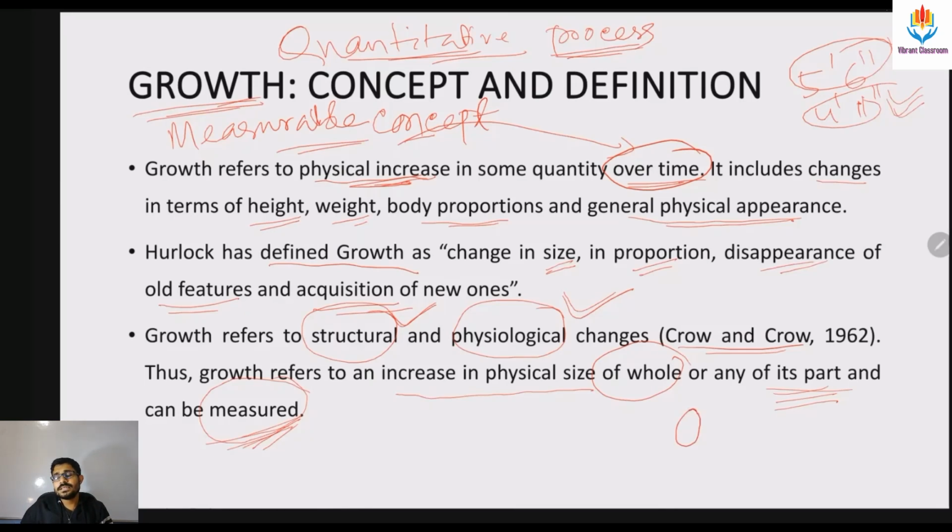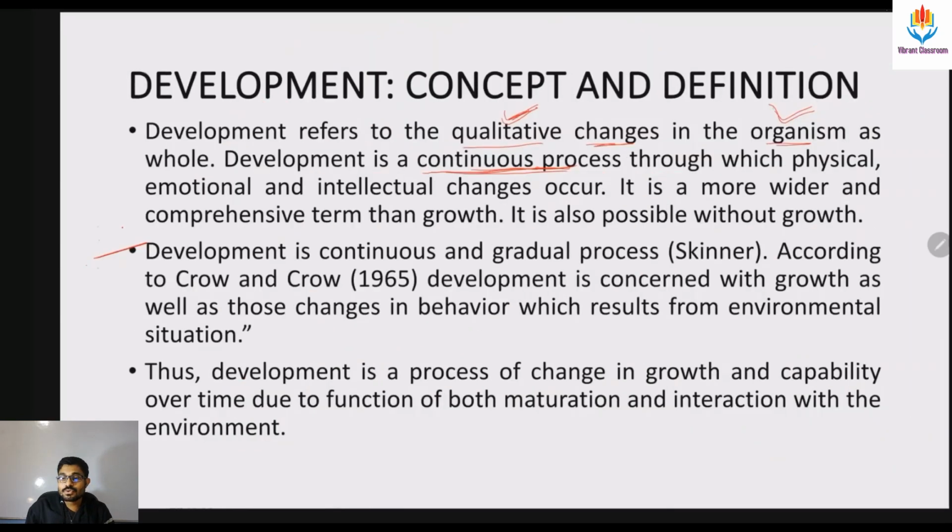If you consider the growth of the brain, then we find that the fullest growth of the brain stops at the age of 16 to 20 years. But development is not a time bounded process; it is a continuous process through which physical, emotional, and intellectual changes occur. It is a wider and more comprehensive term than growth. So here we consider growth a subset, or a part, of development.